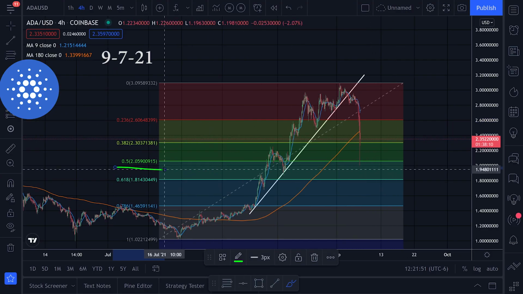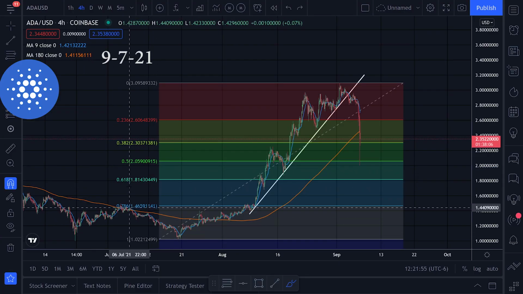The 50% level is sitting around 2.05, and the 61% level is sitting around 1.81, and the 78% level is sitting around 1.46.